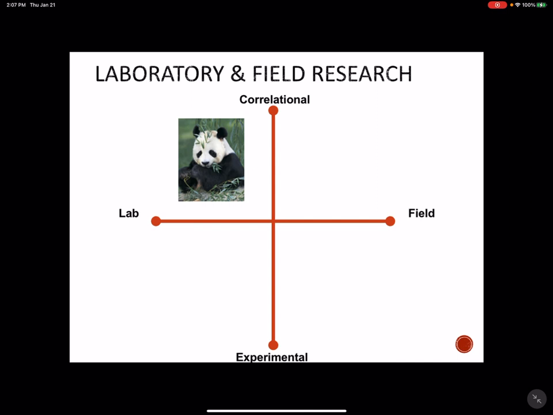So for example, the panda study, it was correlational. We didn't manipulate any variables, but it was done in a controlled setting. It was done in a panda research center. That was where the captive pandas lived. We didn't put them in a special laboratory.